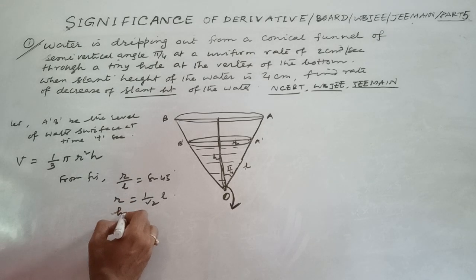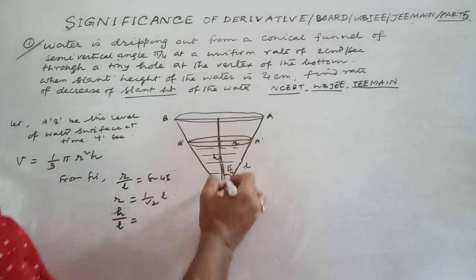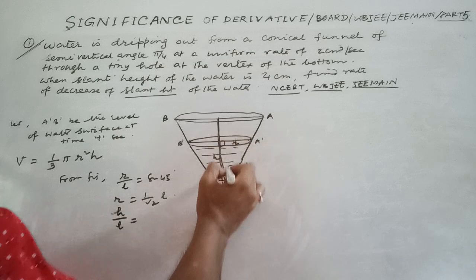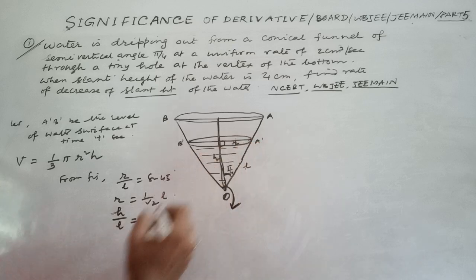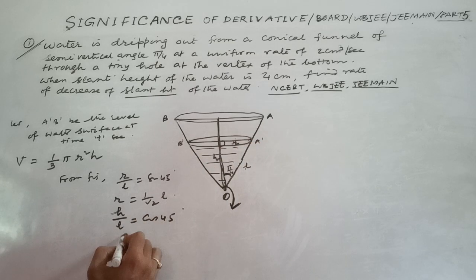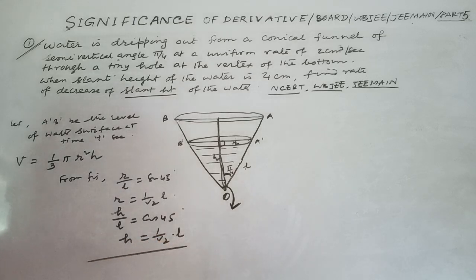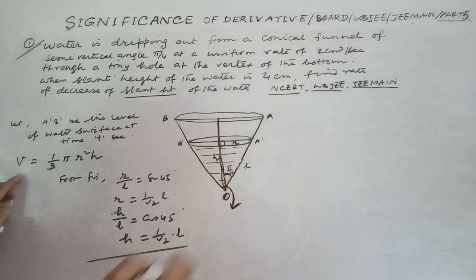Now H by L. This is hypotenuse, this is perpendicular. This is H is base, cos 45. So H equals to 1 by root 2 L. So you are expressing R and H in terms of slant height L.